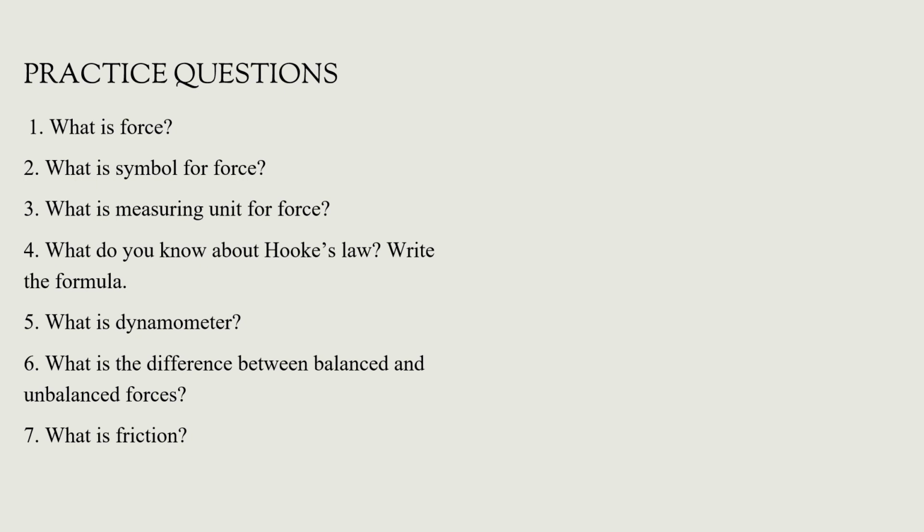What is the difference between balanced and unbalanced forces? Balanced forces is when you are acting on the object from the left and right side, and the amount of force applied on the object on both sides is the same. So let's say 50 newtons on the left side, 50 newtons on the right side. If the amount is the same, then they are balanced. If you have more force either on the left or right side, then we call them unbalanced forces. What is friction? Friction is a force which is acting in the opposite direction of movement.